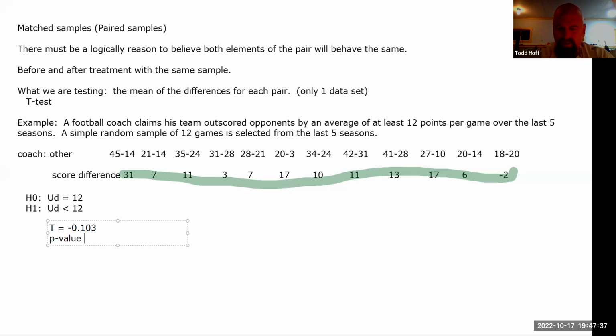We did not calculate the critical value of t here. But a p-value of 0.4600 is definitely not less than alpha. I guess I didn't put my alpha up there, but we were testing at alpha of 0.05. We fail to reject the null hypothesis again. Yeah, so this is going to test the coach's claim at 0.05. I should put up here.